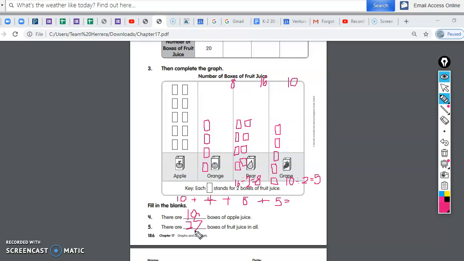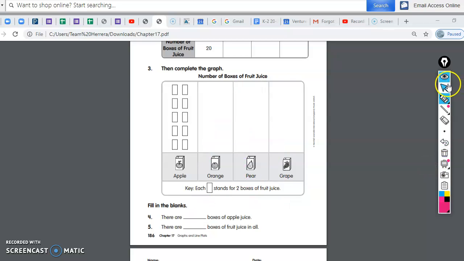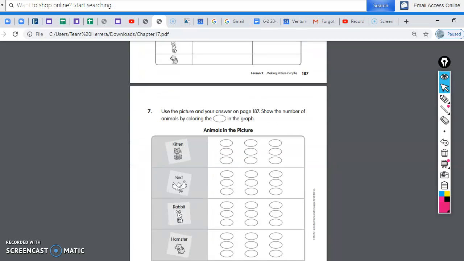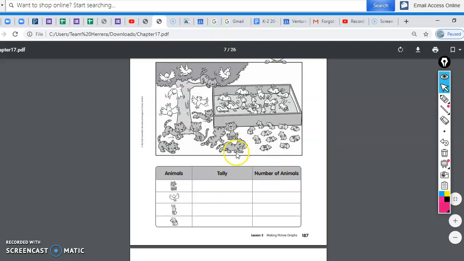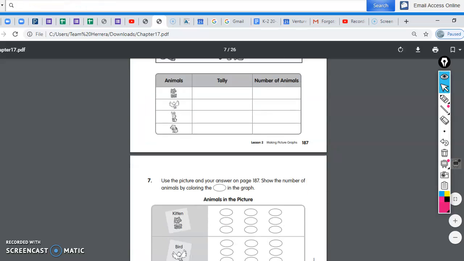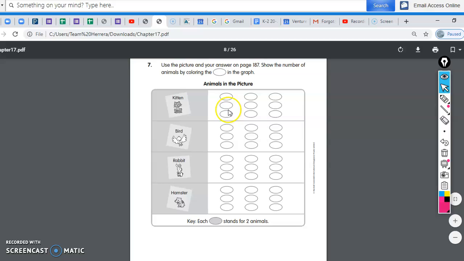Okay, what I'd like you to do now is try to do page 187 and 188 on your own. The one thing I want to show you really quick on page 188 is after you count, so on number 6, you're going to be counting how many animals are making tally marks and writing the number. And then over here, they just want you to color in each of these little bubbles for the amount of animals that you have. Okay. All right. Keep working hard.